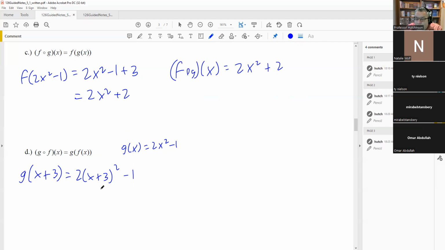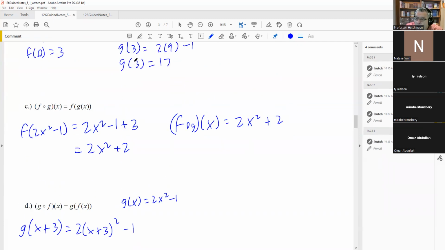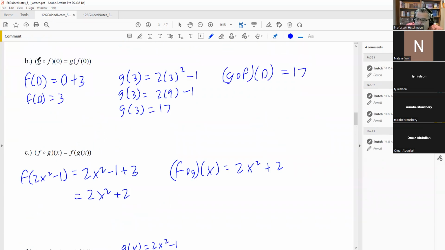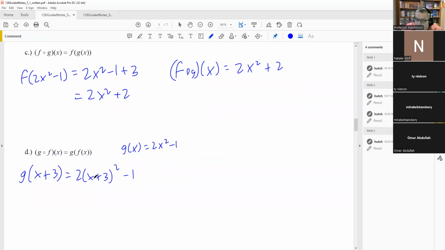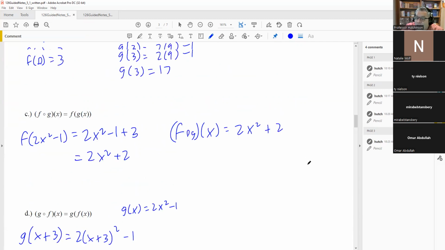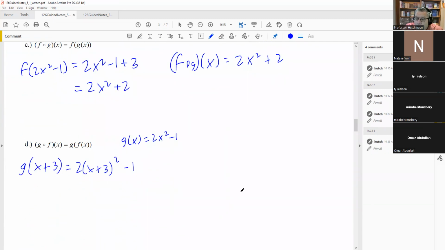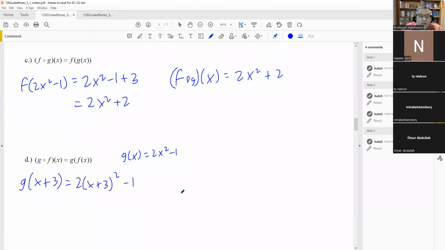From here, I can simplify it, but actually in MyOpenMath, it doesn't really matter if you expand this or not. We could actually just keep this as our answer. And up here, we wanted to do g of f of 0. Okay, so if I put a 0 in here, then I'm going to get 2 times 3 squared, which is 18, minus 1 is 17, and that's the answer we got above here. So again, we just confirm that our answer here is correct by doing that.